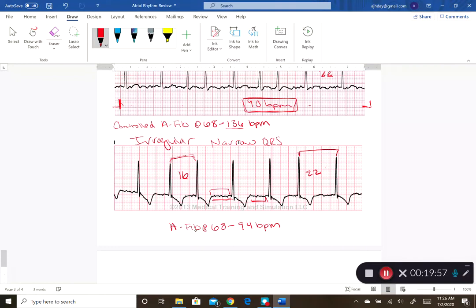So controlled or uncontrolled, well, I never get really over 100 beats per minute, so we can just go ahead and label this one controlled. We don't have to figure out an average there.